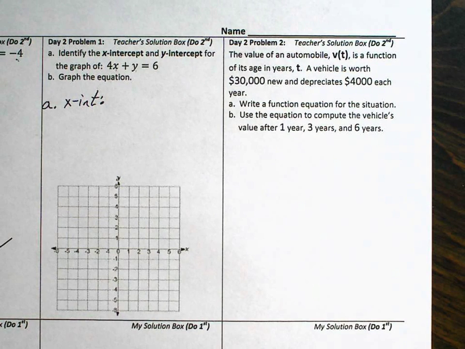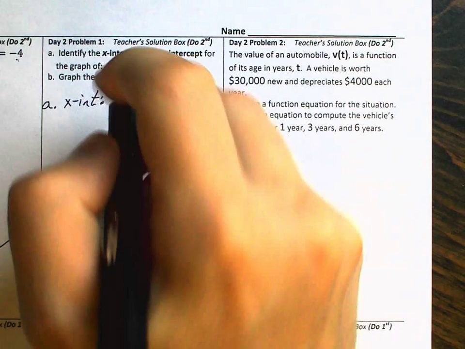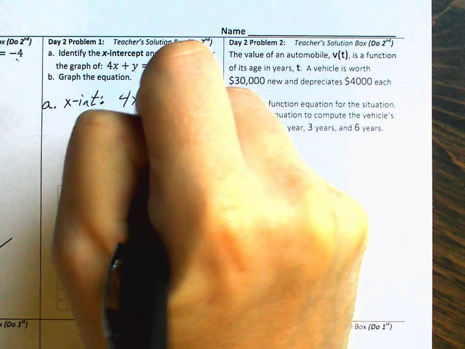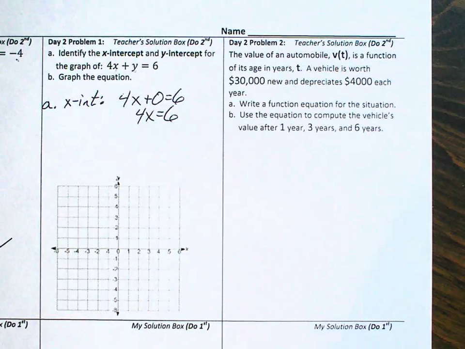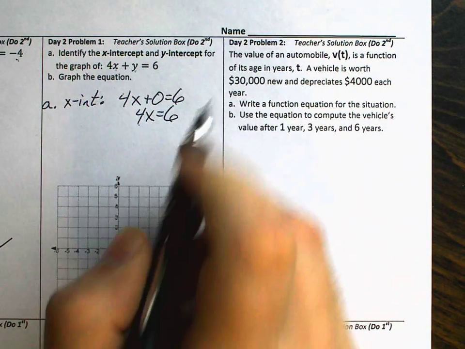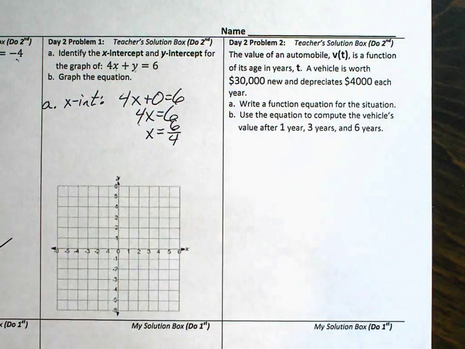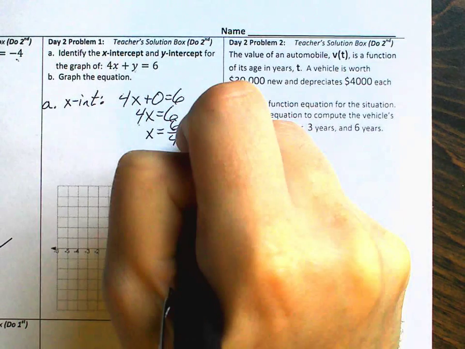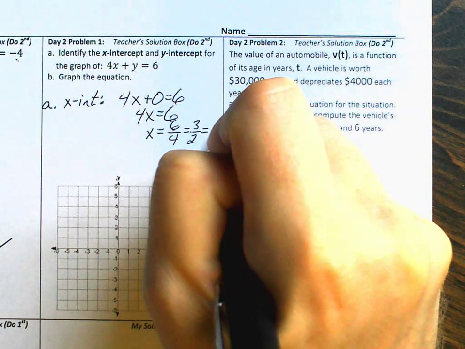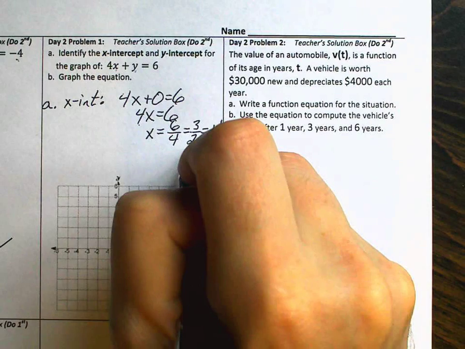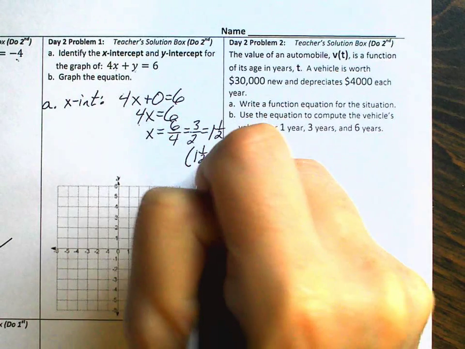To find an x-intercept, we can substitute 0 in place of the variable y. That will create 4x plus 0 equals 6. Or another way to write this, 4x equals 6. Divide both sides by 4 to solve for x, and that makes 6 over 4. Now, 6 over 4 reduces to 3/2, and as a mixed number, this is 1.5. And so, writing this as an ordered pair, we have found that the x-intercept is (1.5, 0).